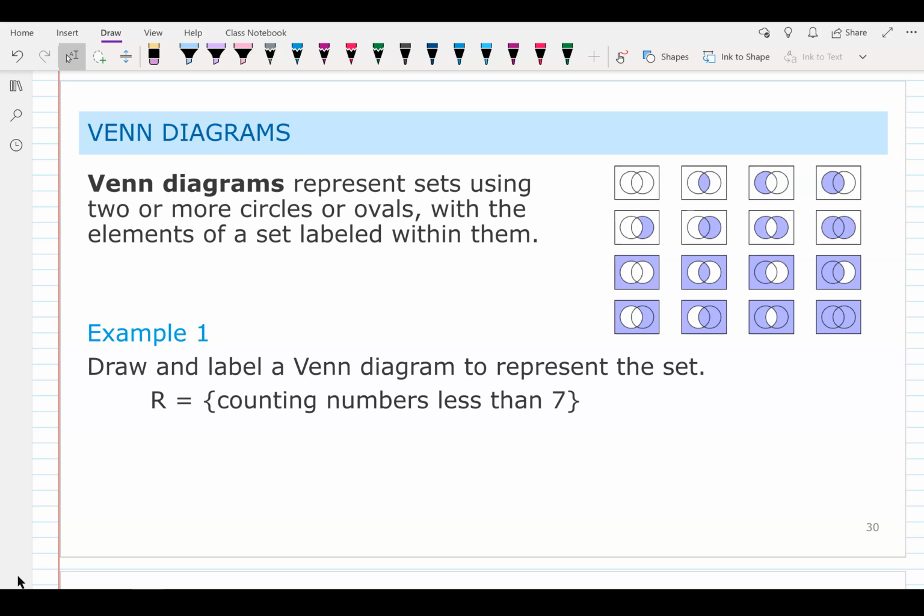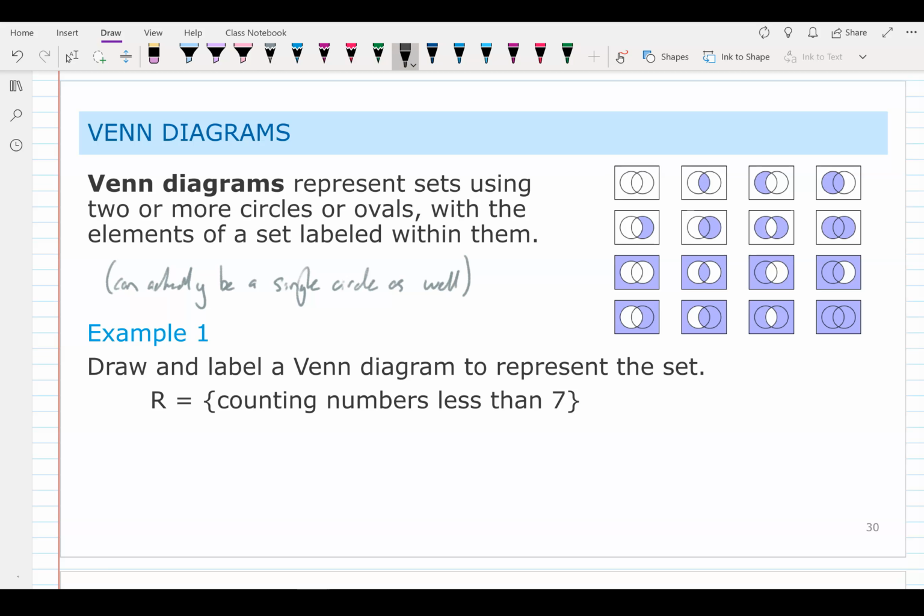They represent sets using two or more circles or ovals, with the elements of a set labeled within them. Turns out they can actually just be a single circle too. It's just very rare, and it's not as helpful usually. But I will write that there just to be, I guess, complete with my notes here. Can actually be a single circle as well.